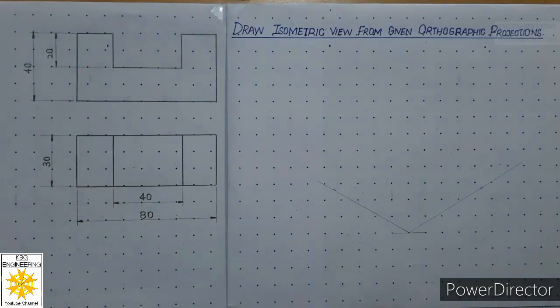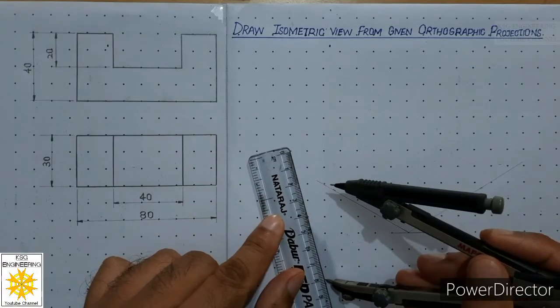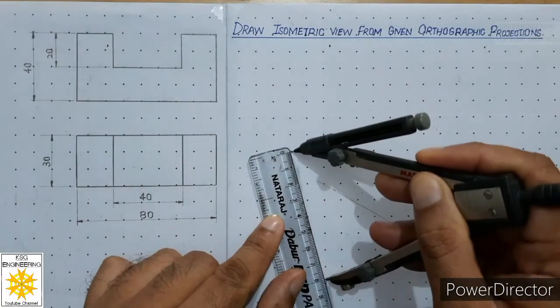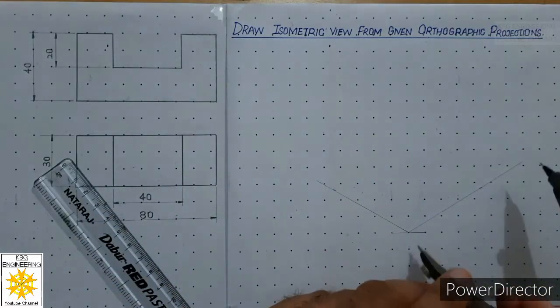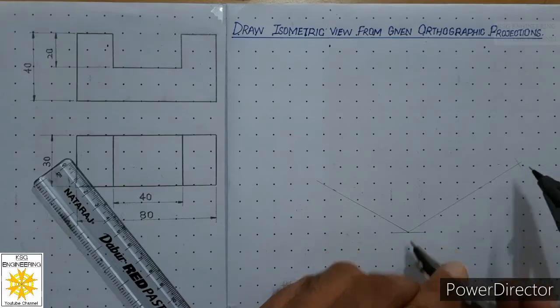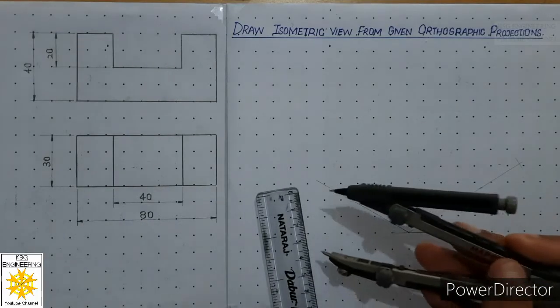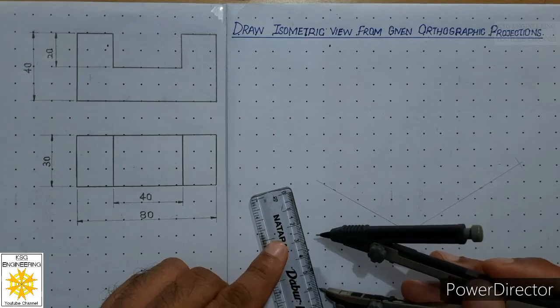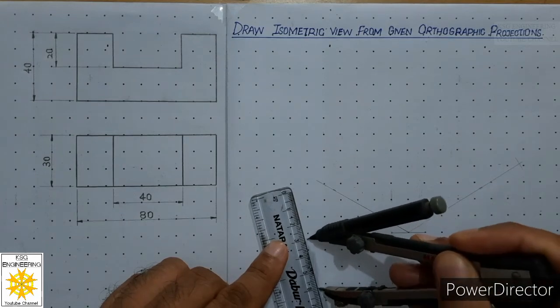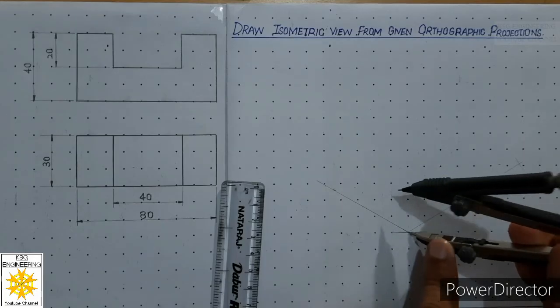So let us first open compass to 80 millimeters. And let us cut this axis to 80 with a continuous thin arc. Now let us open compass to 30 millimeters and cut this axis to 30.